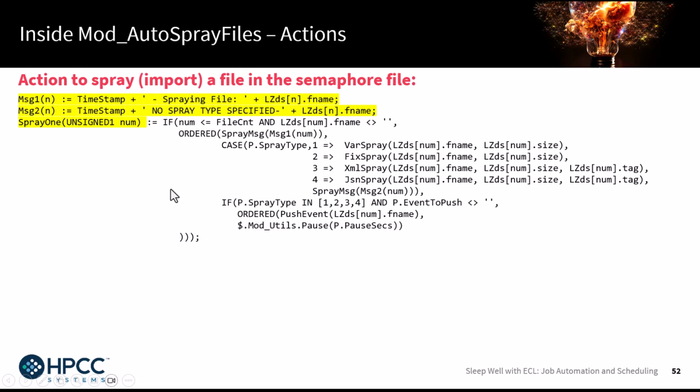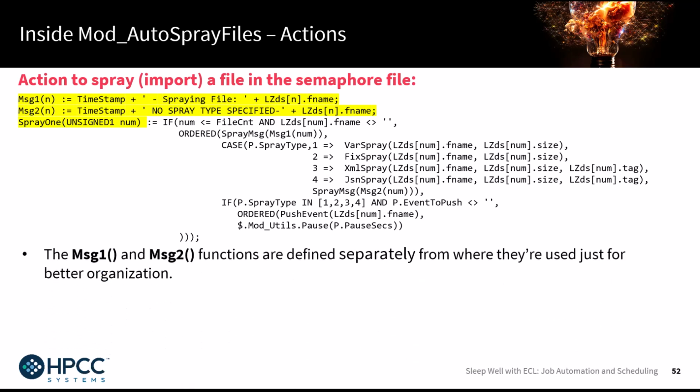Here we have, in this module, the action to actually spray or import a file in the semaphore file. So this is actually what's happening here. Let's talk about this area marked in yellow first, then we'll jump into the if condition. Message 1 and message 2 are defined separately from where they're used just for better code organization. We've got one message that says spraying the file, and another, an error message, that says no spray type specified.